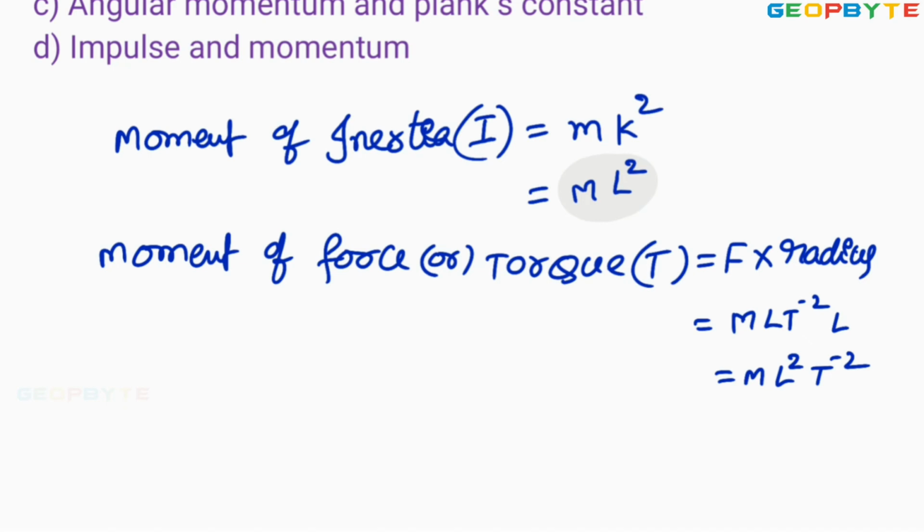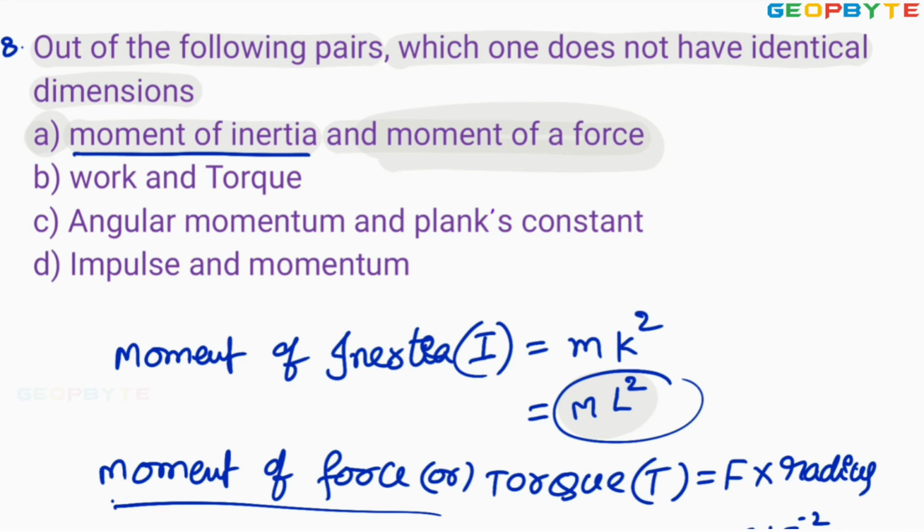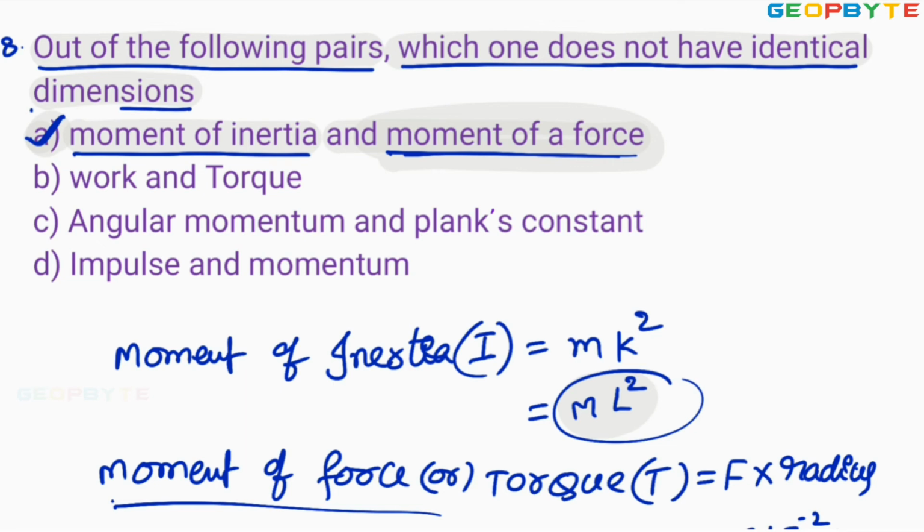So look at the moment of inertia dimension and the moment of force dimension, both are differing. Therefore, in the first option, moment of inertia and moment of force are not maintaining the same dimension. Therefore, the correct answer is option A, because it is asked out of the following pairs which one does not have identical dimensions. So the first one itself is not maintaining identical dimensions. Therefore, option A is absolutely correct. I hope you got my point.